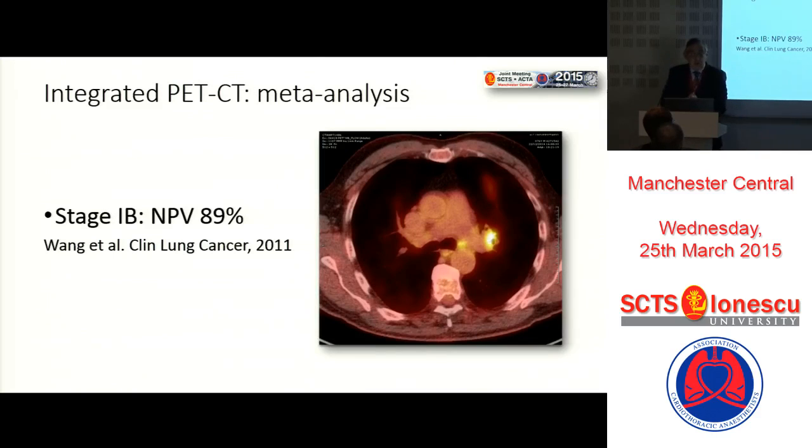What about integrated PET and CT scan? This is, again, a very nice meta-analysis. In stage 1B, the negative predictive value is 89%, still a little bit better than PET scan only, much better than CT scan, but still, this is the story of the glass half empty or half full of water. Maybe for you, 11% of false negatives is acceptable, but maybe not for the patients.